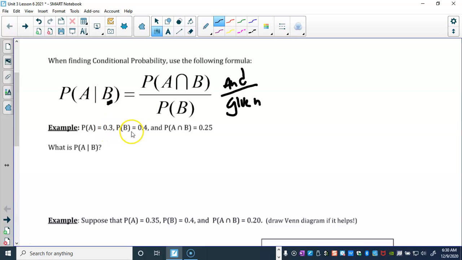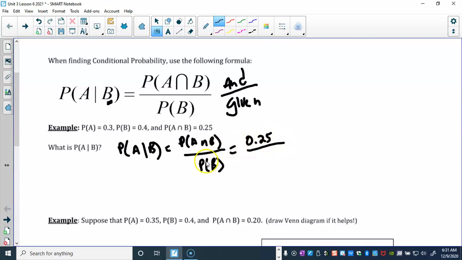Given that the probability of A is 0.3, the probability of B is 0.4, and the probability of A and B is 0.25. So in this case, we're going to have the and, 0.25, divided by the given, 0.4, which is going to give us 0.625. Again, and over the given.